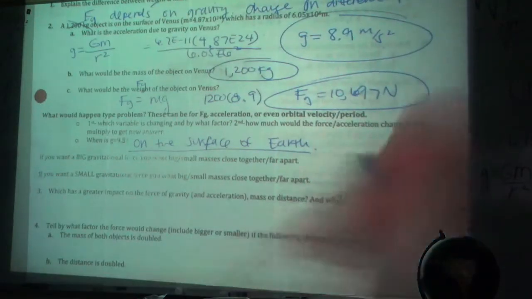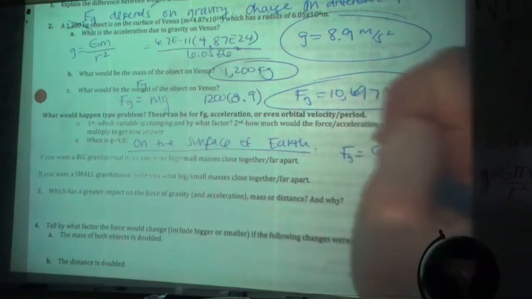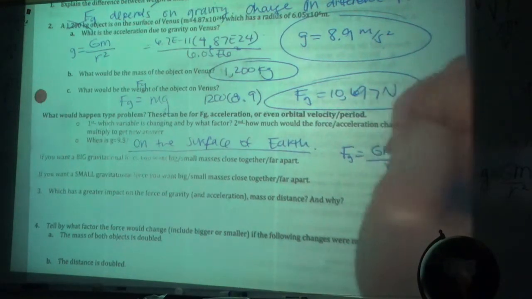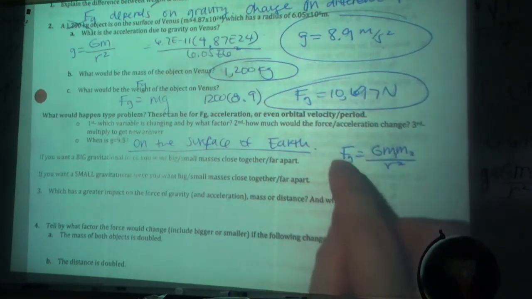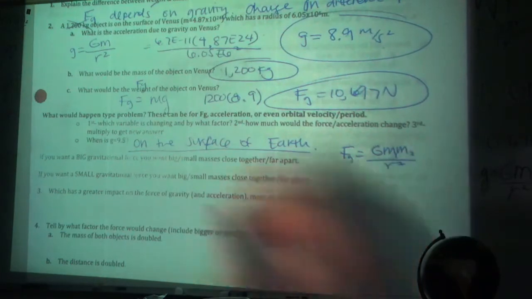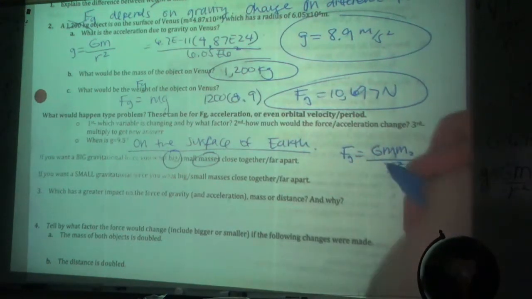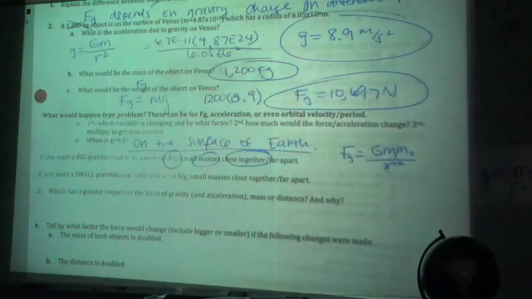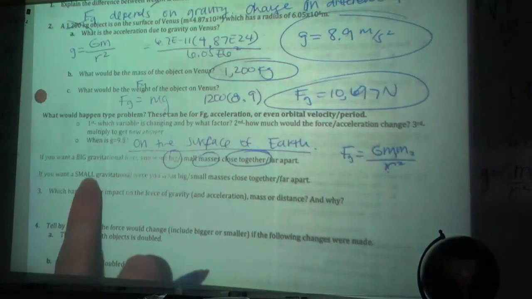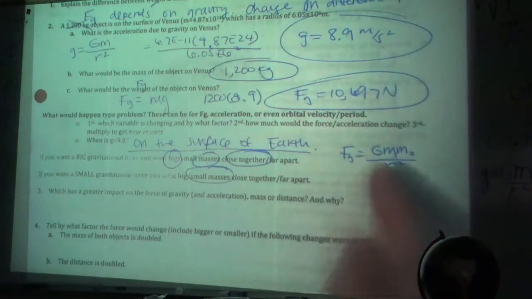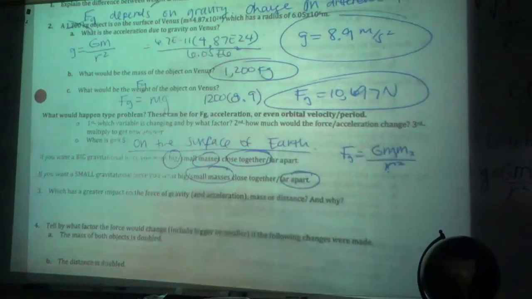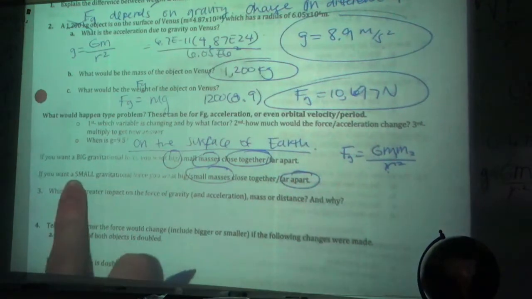If I want a big gravitational force, so gravitational force is G m1 m2 over r squared, I want to multiply by a big number here, so big masses, and I want to divide by a small number here, so I want a small radius, close together. And then the opposite. If I want a small force, I want to multiply by small masses, and I want to divide by big numbers to get the smaller force out. So small masses far apart would be a small force.